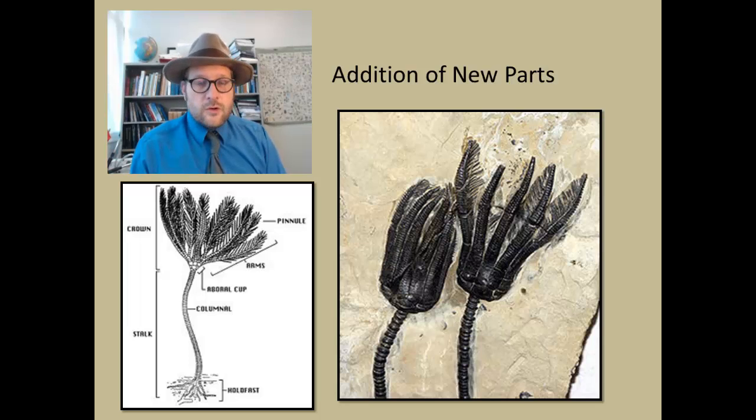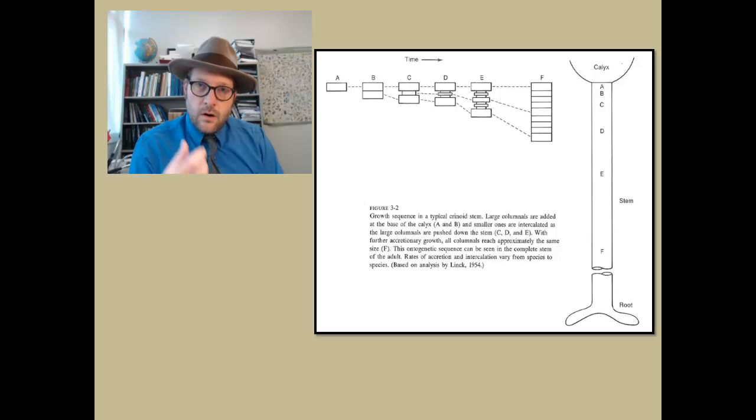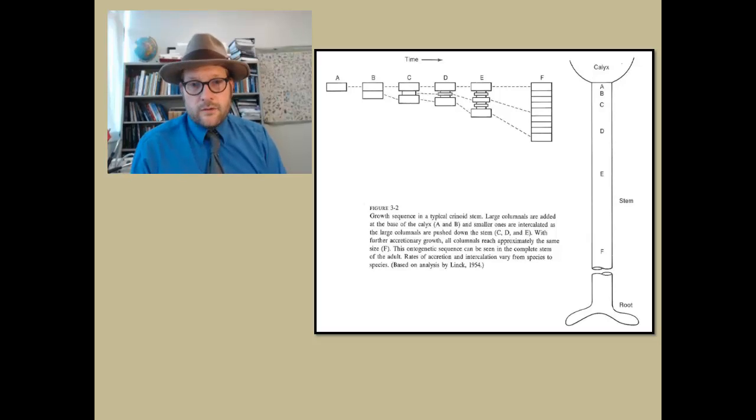And the way they actually grow is by adding segments to their stalks. So this is showing how a crinoid grows by adding these little discs to the stem of the crinoid, right below the flowering head, which is called the calyx. And it's in that portion that they can grow, so they get taller and longer the longer they're around.